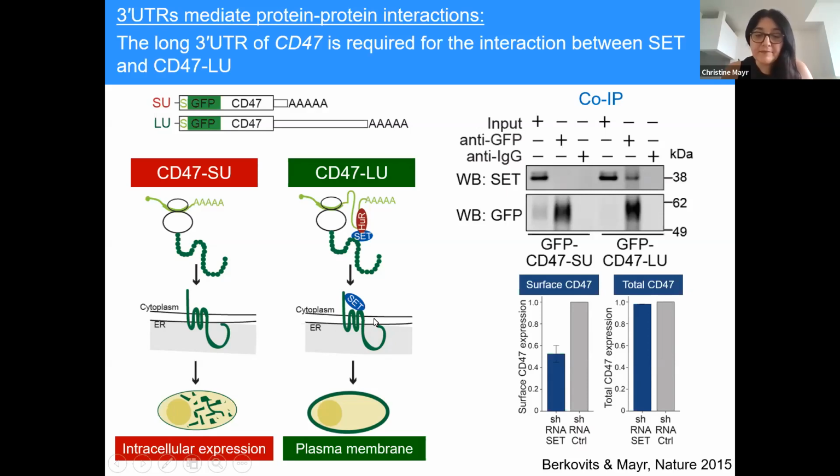So SET seems to be an important trafficking factor. It does not regulate protein translation, because total CD47 levels are the same. However, surface expression of CD47 changes when we knock down SET. And SET binds, and I will come back to this, to positively charged amino acids in the cytoplasmic part of CD47. SET also regulates plasma membrane trafficking of other membrane proteins, because they all have an increased amount of positively charged amino acids in their cytoplasmic domains.